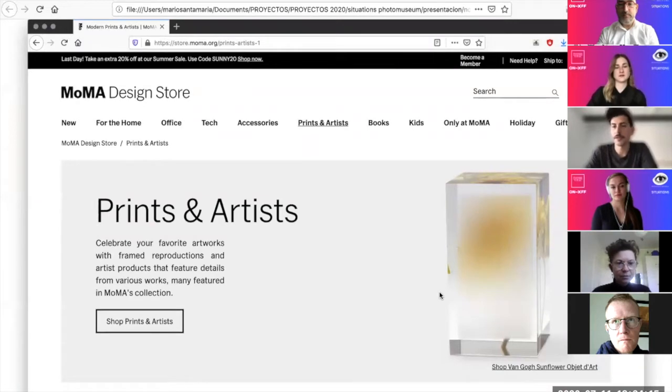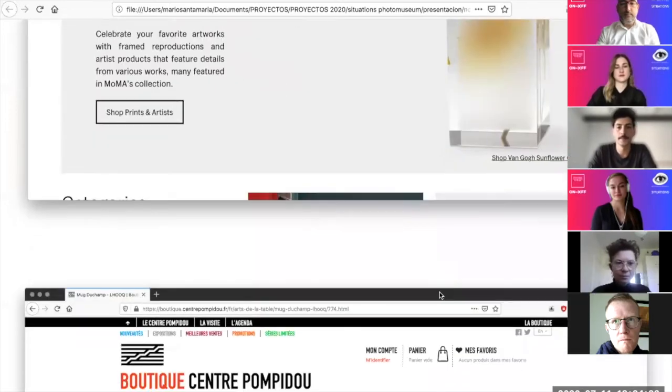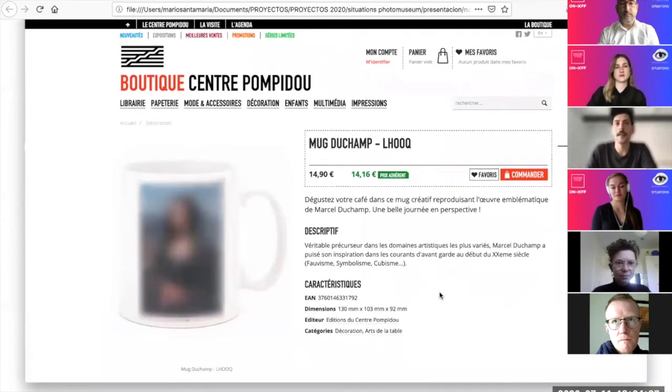Van Gogh sunflower. Duchamp, Mona Lisa with mustache.